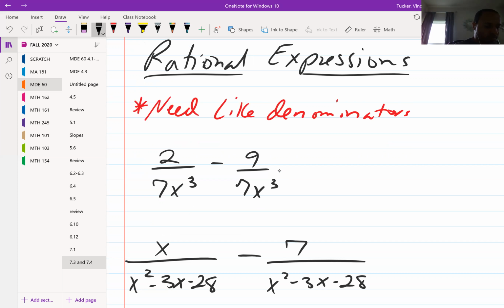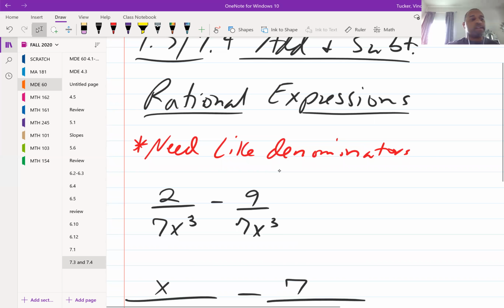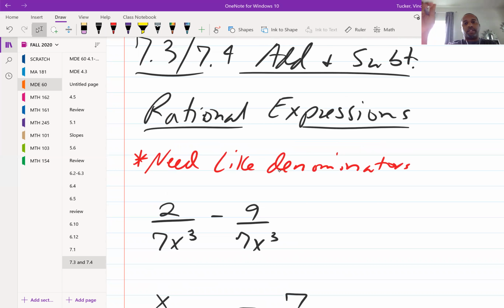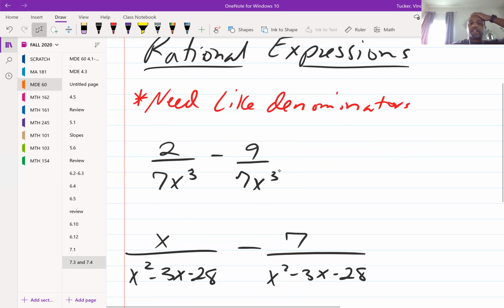All right, so we're looking at 7.3 and 7.4. They really could have made it one section, but they decided to make them two, just adding and subtracting rational expressions. So whenever adding and subtracting fractions, you need your common denominators or like denominators. So if you have your common denominators, then you will go ahead and add and subtract accordingly.